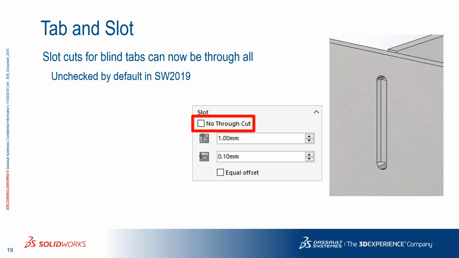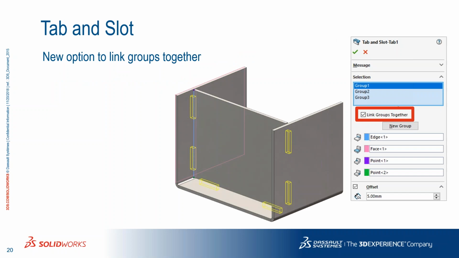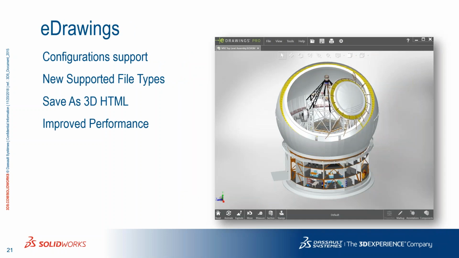The other thing too is in the past, in 2018, if you created a blind tab, it created a blind slot as well, but that's not really what people wanted. They wanted to be able to have a through cut for the slot so that they could weld that closed, and that's cool. The other thing we've also added is circular tabs and slots. We can also link them together, so you have multiple together, make a change to one, they all change together, so that's kind of a nice little feature.